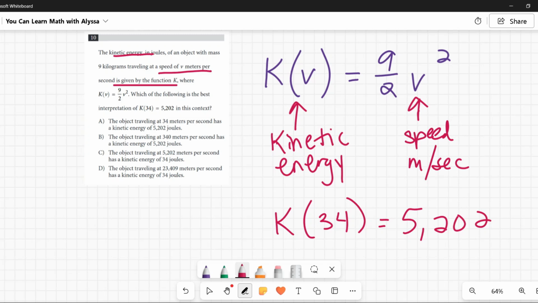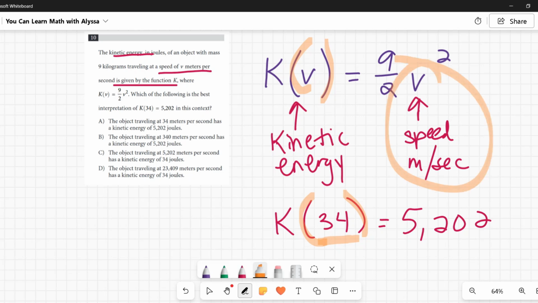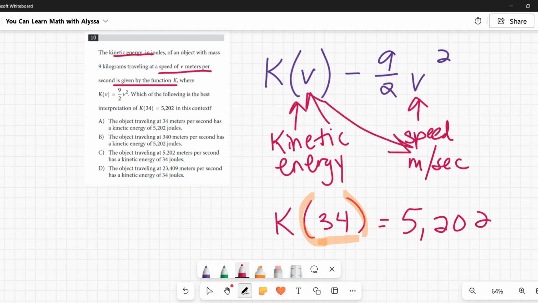Okay, so K of 34. What is in these parentheses? What is it up here? It is v. 34 is my v. And I'm told, what is v? V is the speed in meters per second. So again, this function up here says, if I plug in a number for v, and v is my speed in meters per second, and I do the math, I'm going to get kinetic energy.